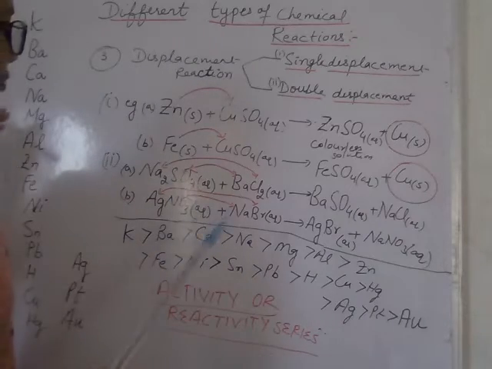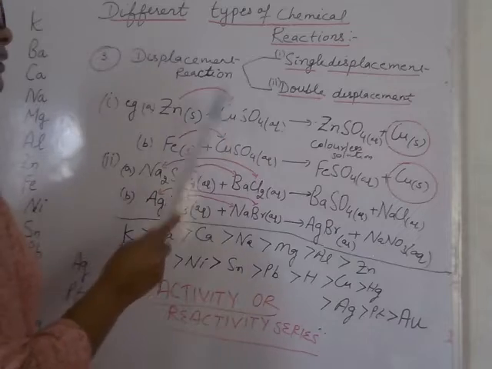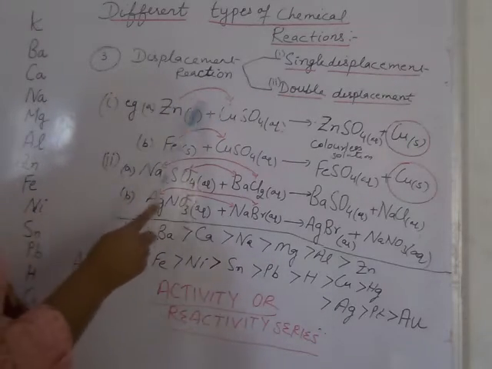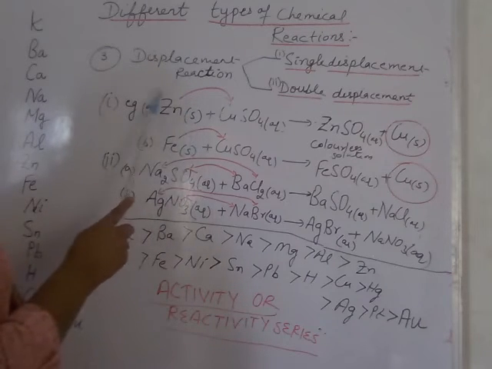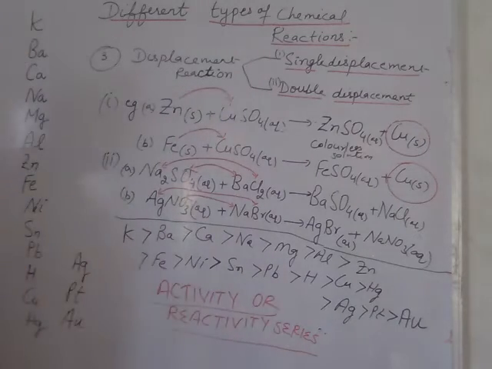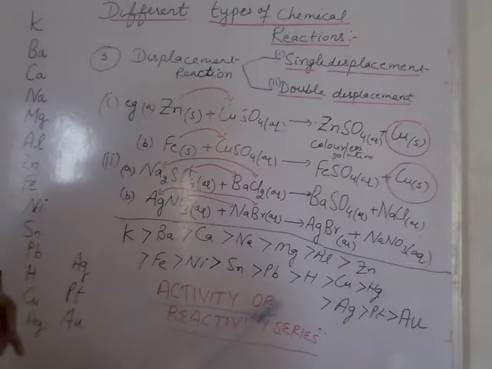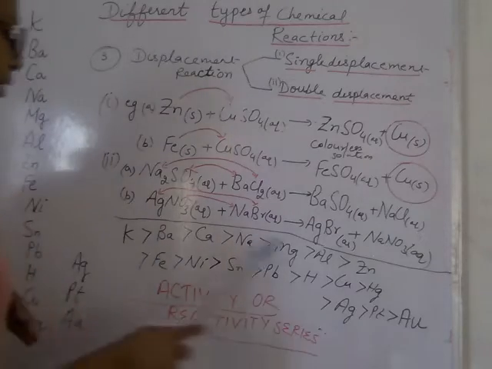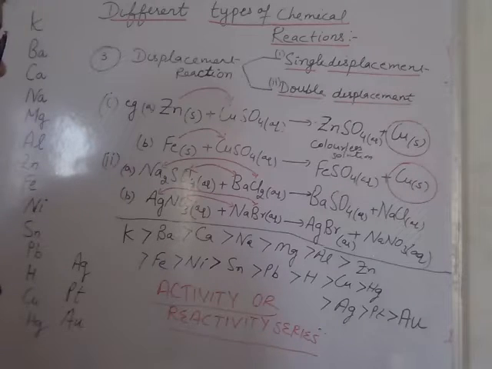So how can we decide that which element will displace the other element? Students, actually more reactive element can, or we can say here metal, more reactive metal will displace less reactive metal from its salt solution. Now, this is decided by activity or reactivity series. Actually, it is on the base of electron potential. You will learn in +1. Now, you just have to remember this series.